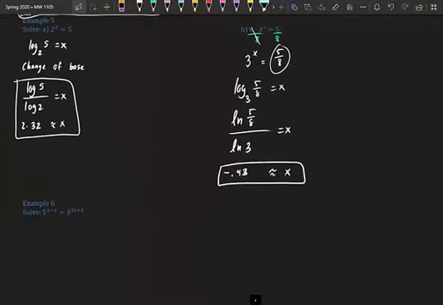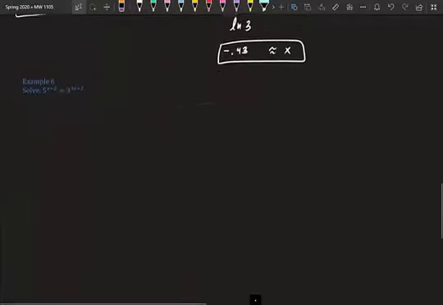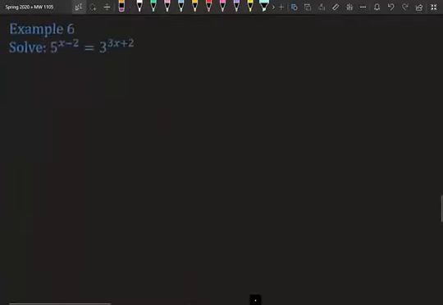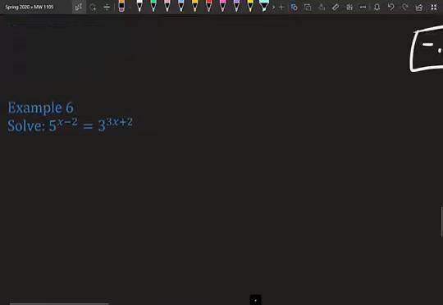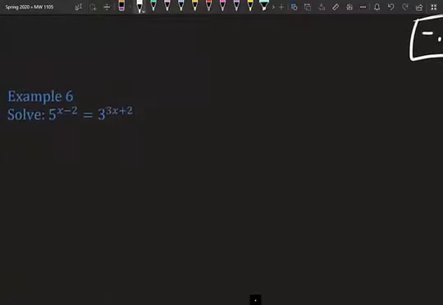All right, example 6. Do you think we can use change of base, or do you think we have to use the ln method? We have to use the ln method. Why can't we do what we did in example 5? Why can't we use change of base? It's because we have multiple exponents with variables, and we're doing stuff to those exponents. All right, so what we're going to do first is put an ln in front of both of them.